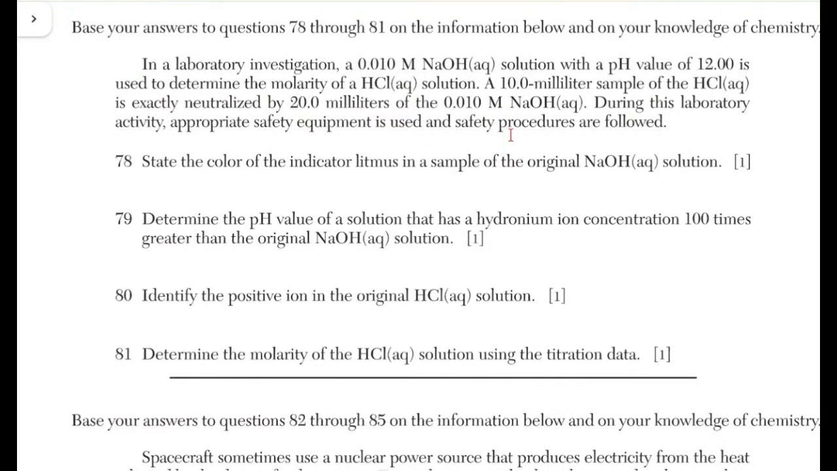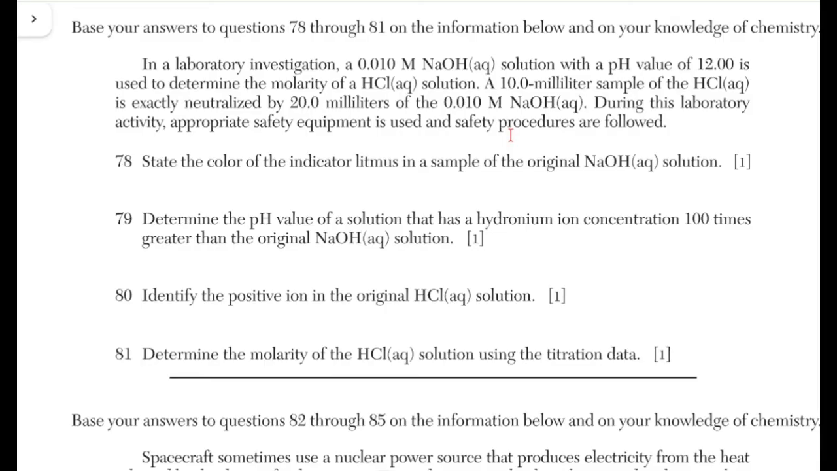In a laboratory investigation, 0.01 M NaOH solution with a pH value of 12 is used to determine the molarity of an HCl aqueous solution. A 10 milliliter sample of HCl is exactly neutralized by 20 milliliters of 0.01 M NaOH. During this laboratory activity, appropriate safety equipment is used and safety procedures are followed.